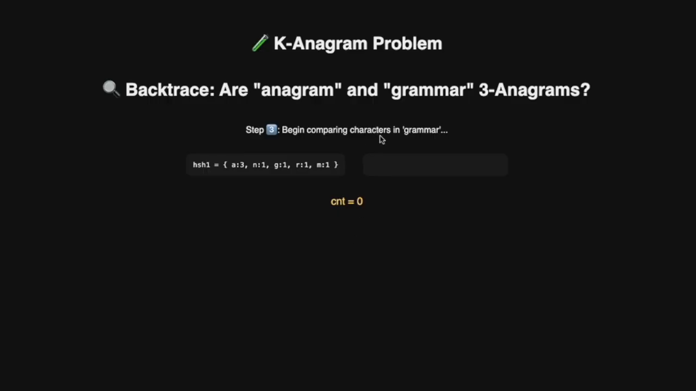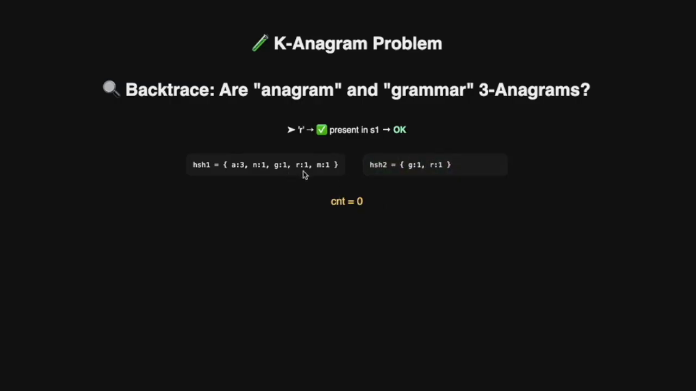Now if we backtrace this particular solution over this example, we will just start looping over string 2. In the first iteration, I will get G as the character, and I will make an entry of it over here in hash 2. And I will also see whether it is present in hash 1 or not. It is present, and the count is lesser than or equal to the count of G in hash 1. Hence, we are okay with this and there is no mismatch, so the counter will still be 0.